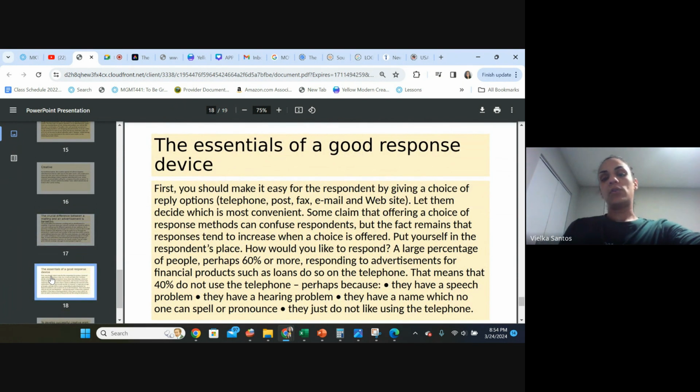The essential of a good response device is that you should make it easy for the respondent by giving them choice, really options. This is something I always enforce and mention a lot. Call to action: if you put just an advertising with no way they can shop, no way they can contact you, get more information, email you, text you, have a message, or send them to WhatsApp, that is not a good response device. Let them decide which is most convenient.